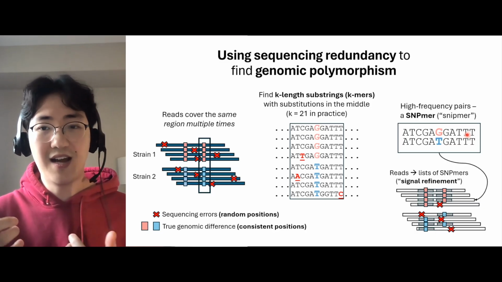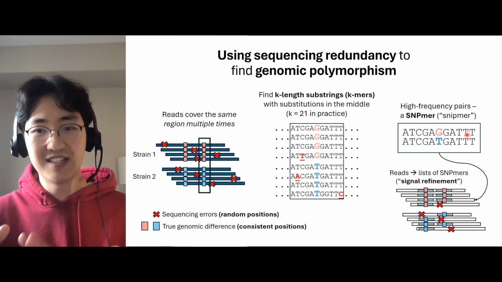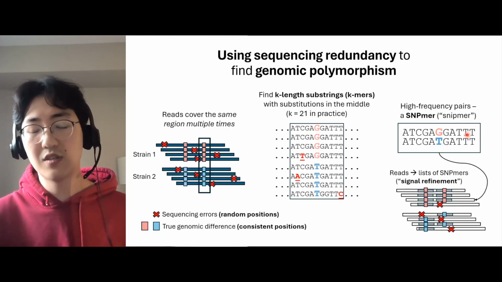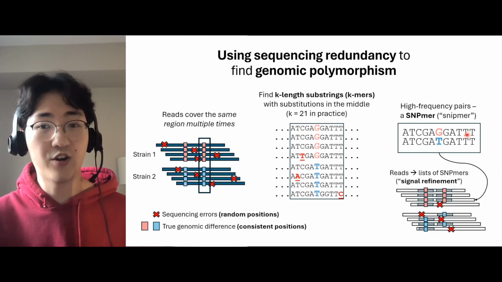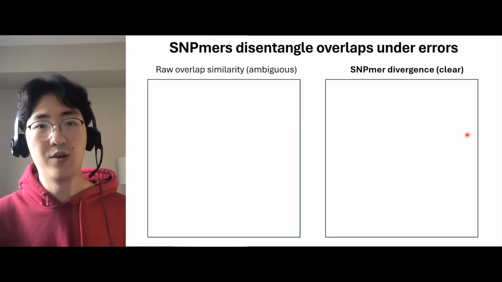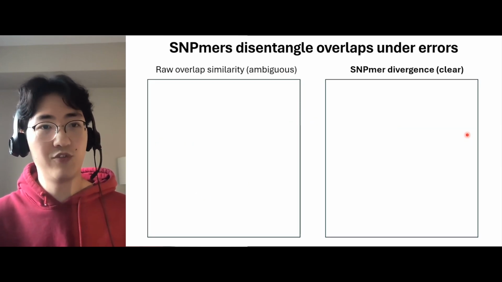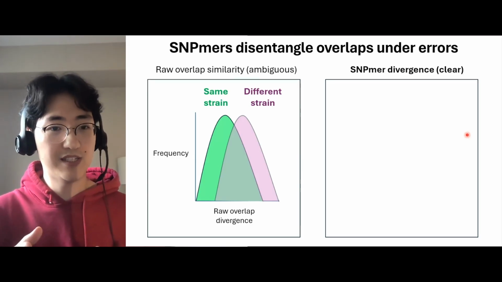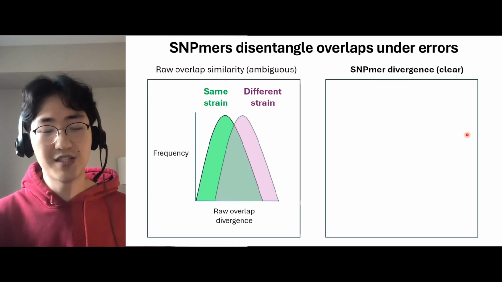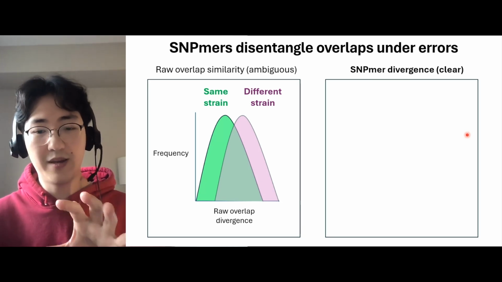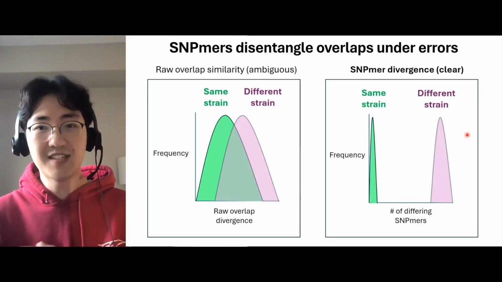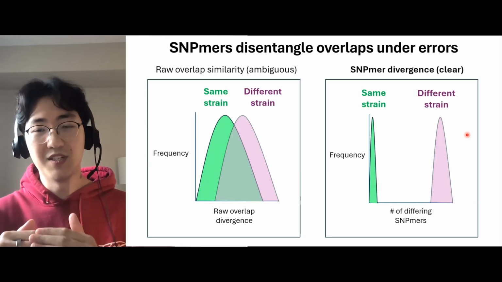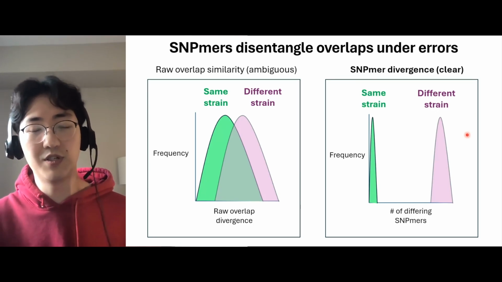By doing this, I can analyze just these substitutions very closely. I can discard the other information and just focus on the polymorphic part, right? It's a form of error correction or signal refinement. And with these SNPmers, I can disentangle overlaps. If you recall, with raw overlap similarity, it can be quite ambiguous, right? I can't tell if two reads come from the same strains. But if I just focus on that polymorphic region, I'm able to disentangle these distributions. In other words, I can tell if two reads come from the same strain because they share all the SNPmers.